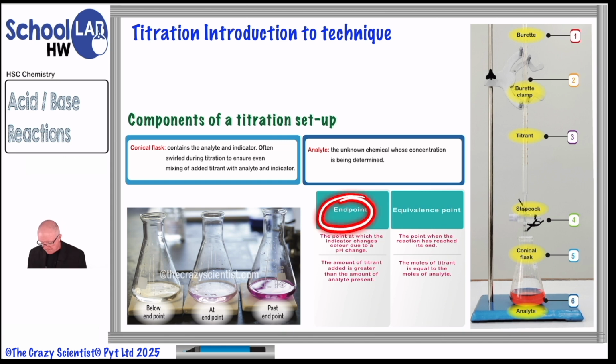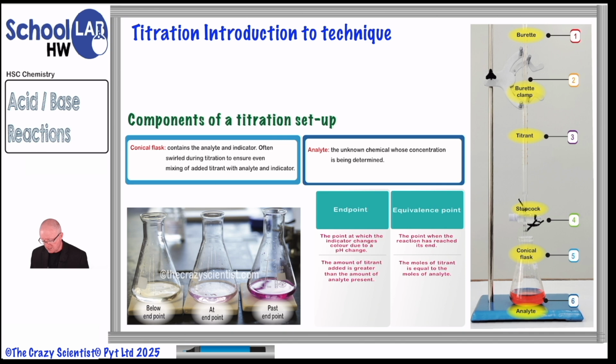The end point is the point at which the indicator changes color. And what you want to do is you want to choose an indicator that has a color change very, very, very close to the equivalence point. And usually we can do that within one drop. And so that's pretty good when we want to do our calculations, right?